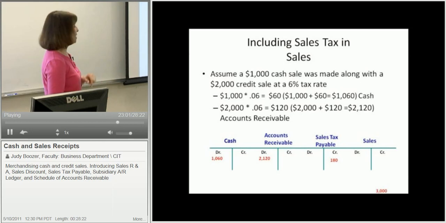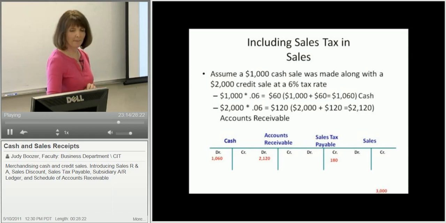Check it out. Do our debits equal our credits? 1,060 and 2120, 3180, and then 3180 for the others. So we are in balance.